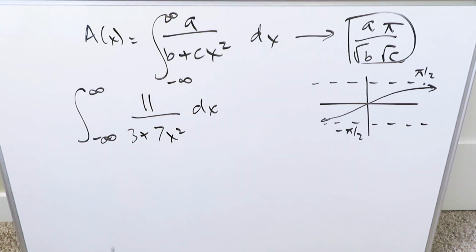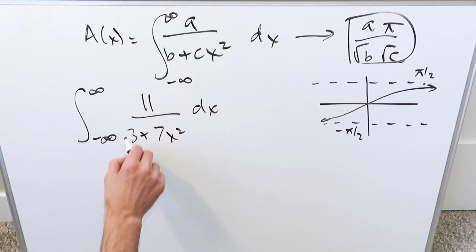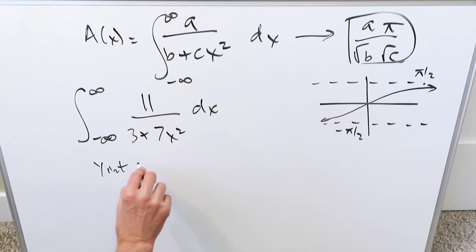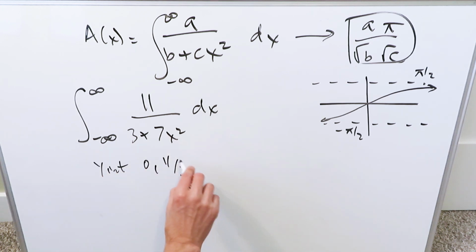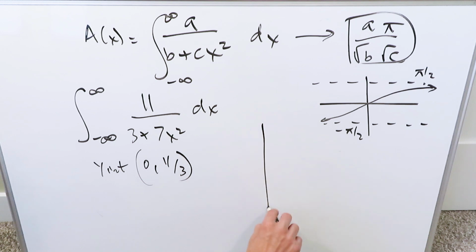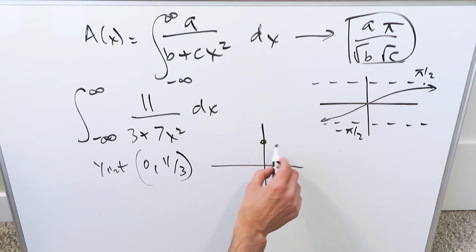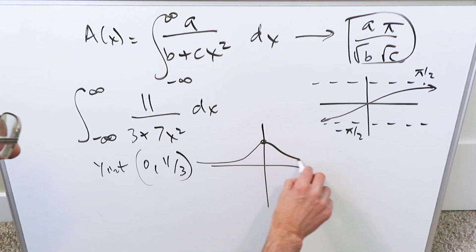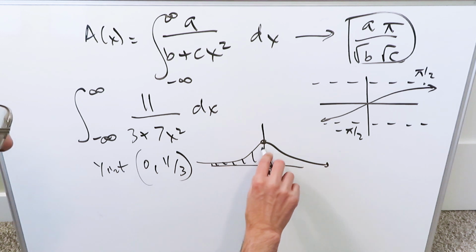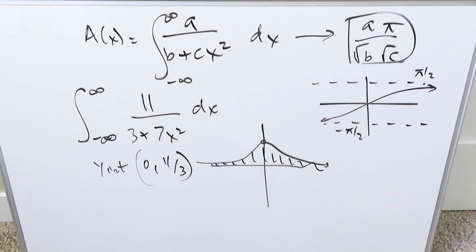When I'm looking at this, I know my y-intercept is just based on a and b. The y-intercept will be 0, 11 over 3. It'll have all the other characteristics I've already talked about. Here's my y-intercept 0, 11 over 3, and it'll look like this. Then we're doing this area calculation. It will be a finite value, and that finite value will be based on that template you see over there.